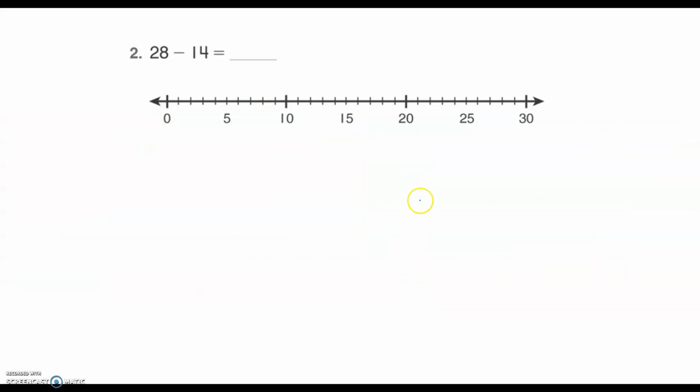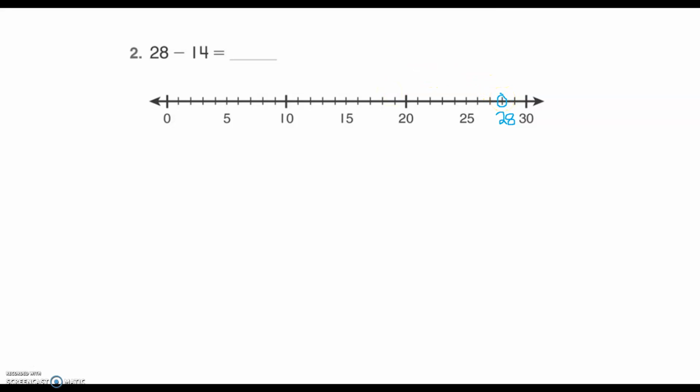Let's try number 2 together. We're starting with 28 and we're taking away 14. So I need to first find 28. So here's 25, 26, 27, 28. And we need to take away 14. Now I can choose to take away 10 and 4, or I can just count 14.